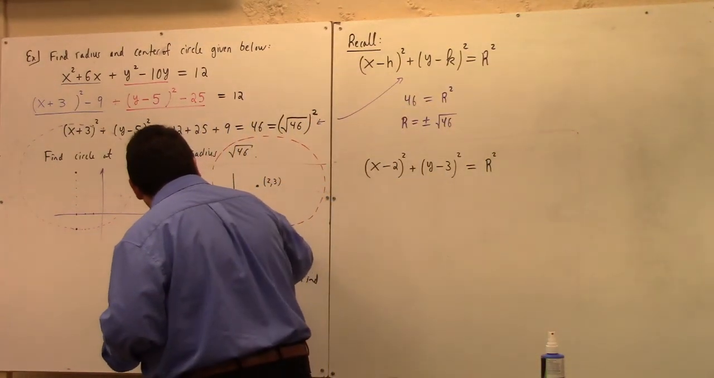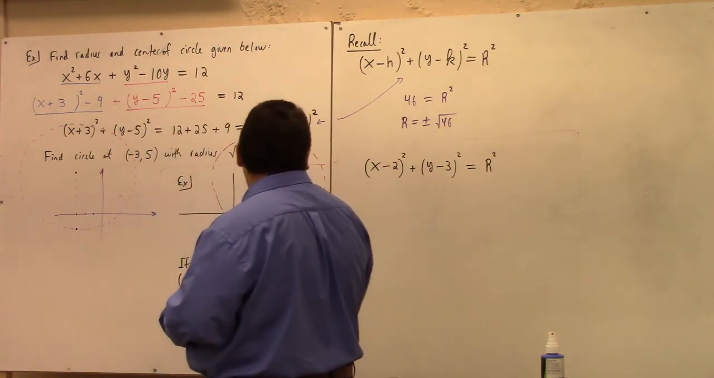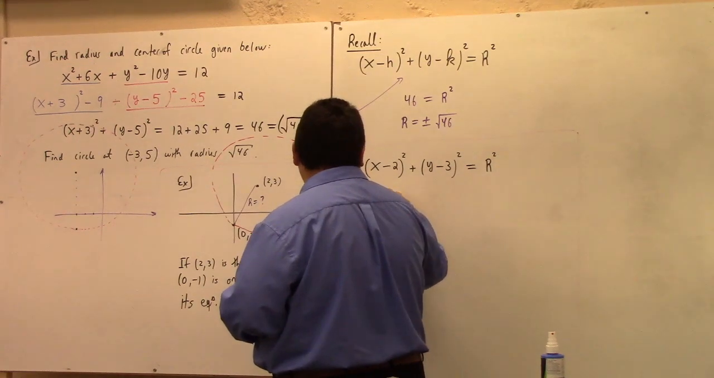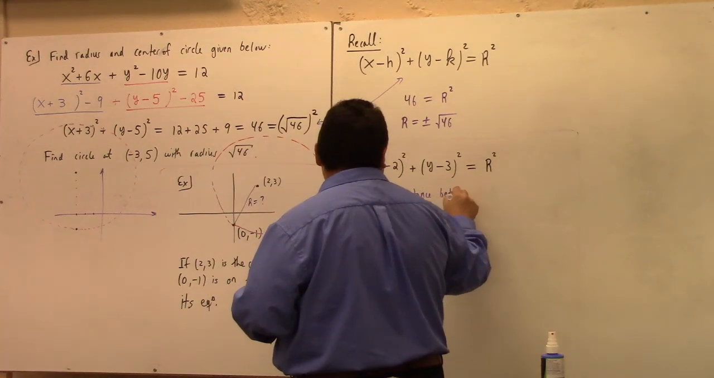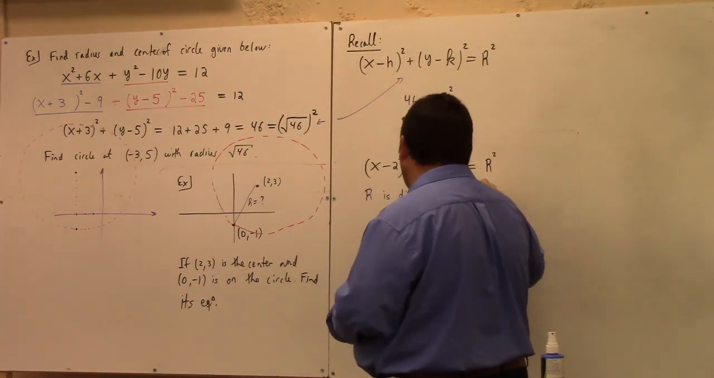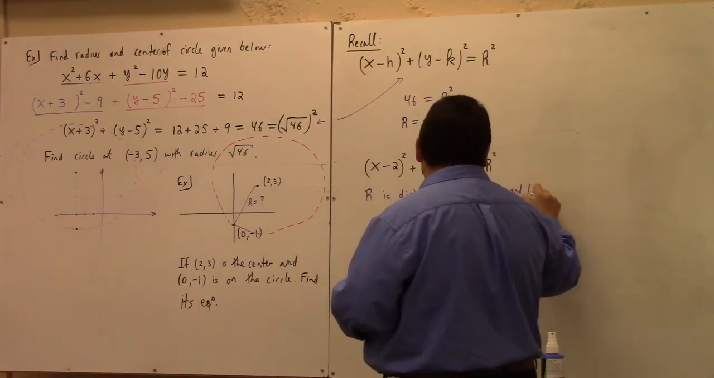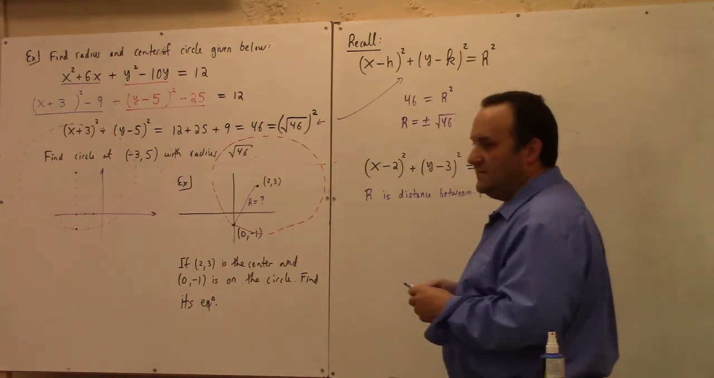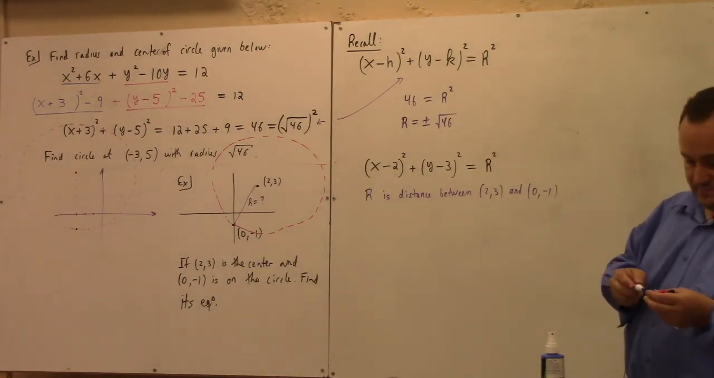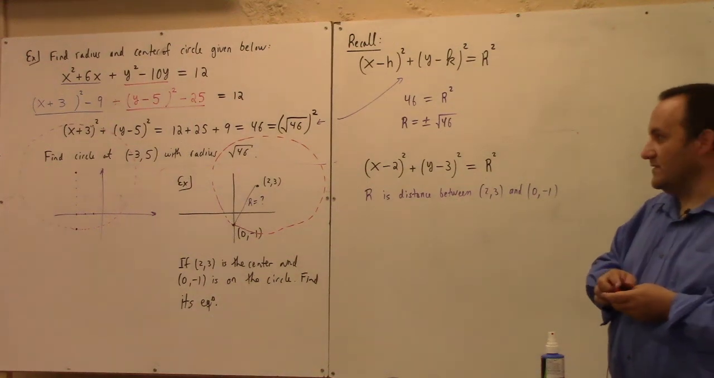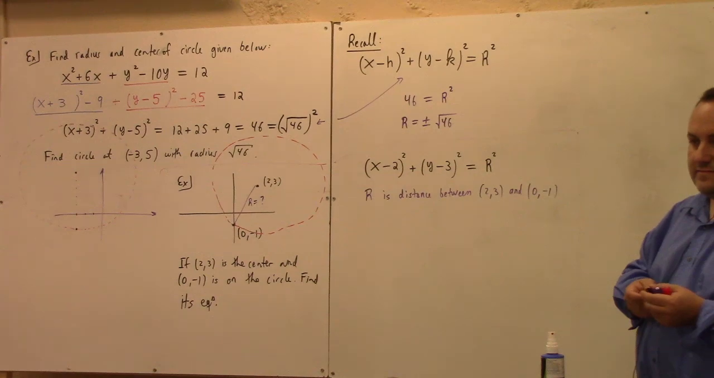How do we find this distance, right? It's the distance between what? (2, 3) and what? Yeah, (0, -1). How do we find the distance between two points in the plane? What do we use? Slope? Well, there's something called the distance formula, right?